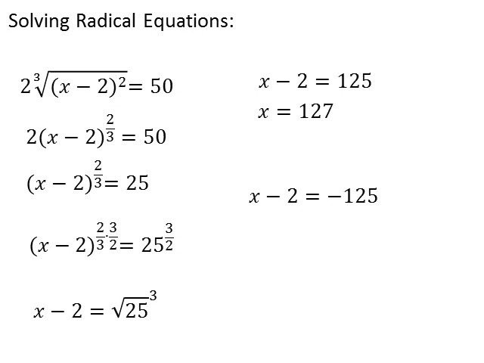So x minus 2 could also equal negative 125, and if I add 2 to both sides of that, I get negative 123. It's really important to remember to get both answers when you take a square root of a number in the process of solving the equation.